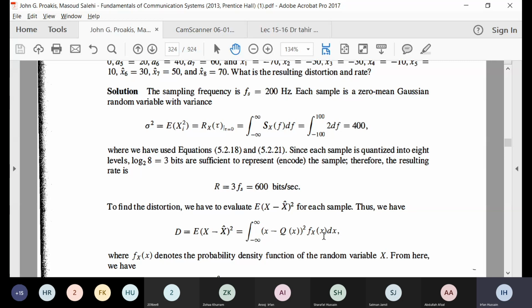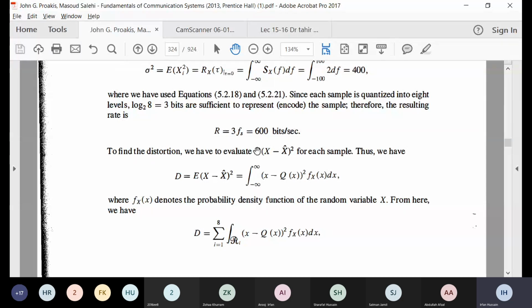You can very well see here that x was Gaussian. x hat is also Gaussian, and x minus x hat is also Gaussian. So you have a Gaussian random variable, and the PDF of this whole is also Gaussian. You can also see that q of x is a function of x, which is Gaussian, so you can apply the rule: the function times the PDF of the random variable of which this function is a function. So you can just put it like this.